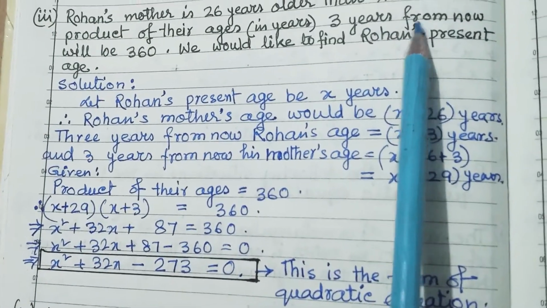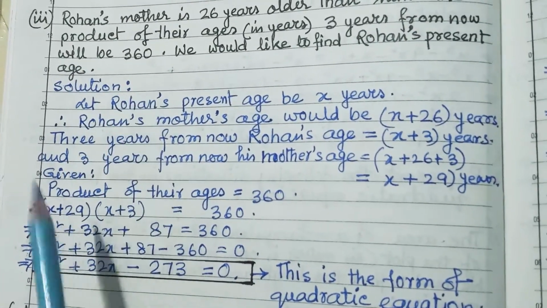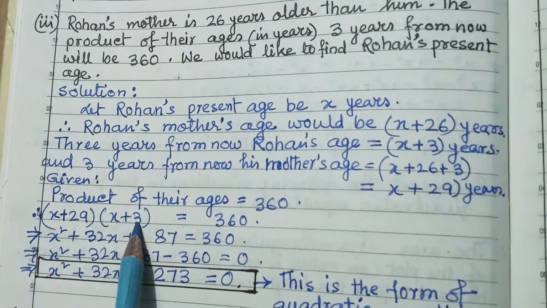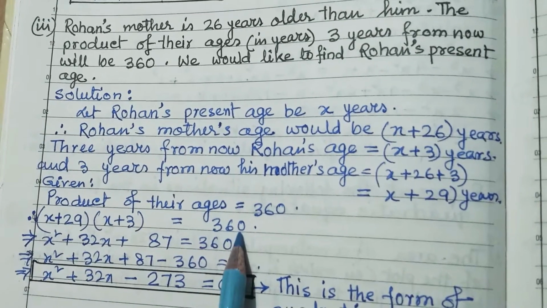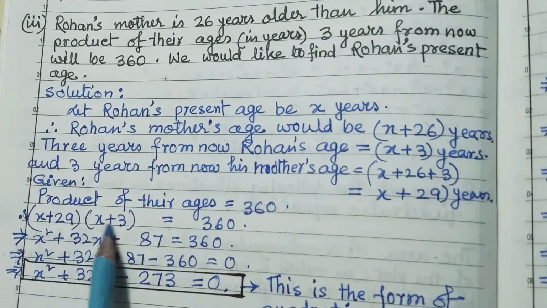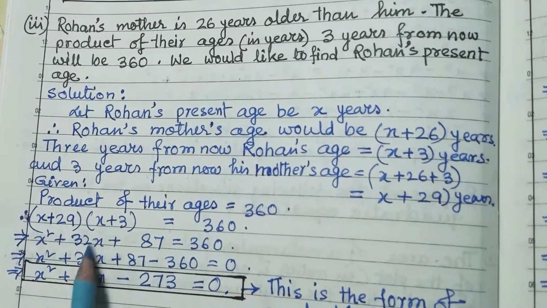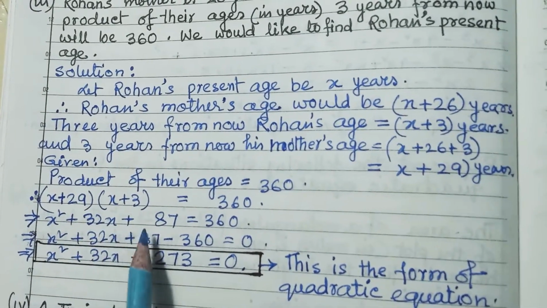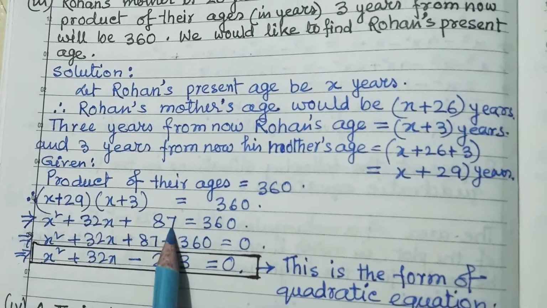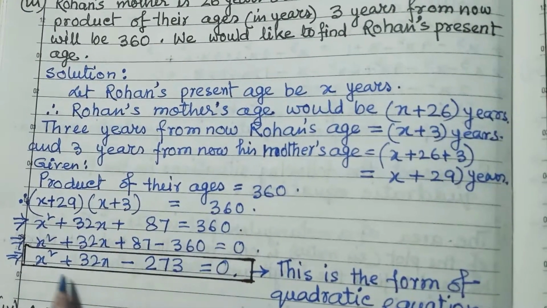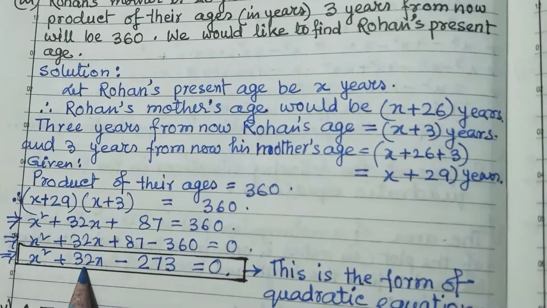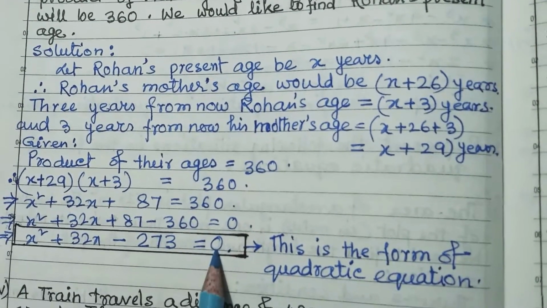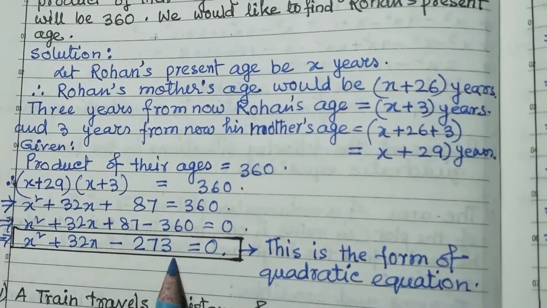After 3 years, the product will be 360. So the product, x plus 29 multiplied by x plus 3, is equal to 360. If you multiply it by the identity, you will get x square plus 32x plus 29 into 3, means 87, is equal to 360. This equation becomes x square plus 32x minus 273 is equal to 0. It is the form of a quadratic equation.